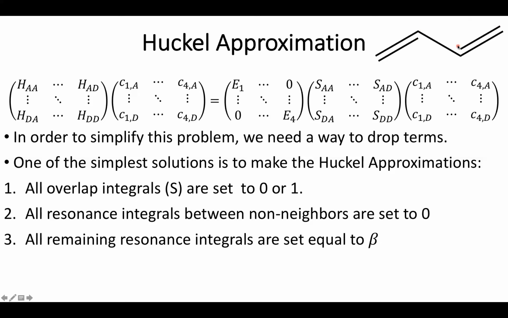So the last of our three major approximations is that all of our remaining resonance integrals, so this is the interaction of, say, A with B, B with A, and B with C, all of these are going to be set to the same exact value. So again, since these are resonance integrals, we're going to fall back on our old notation. We're just going to give this our classic resonance integral, beta value.